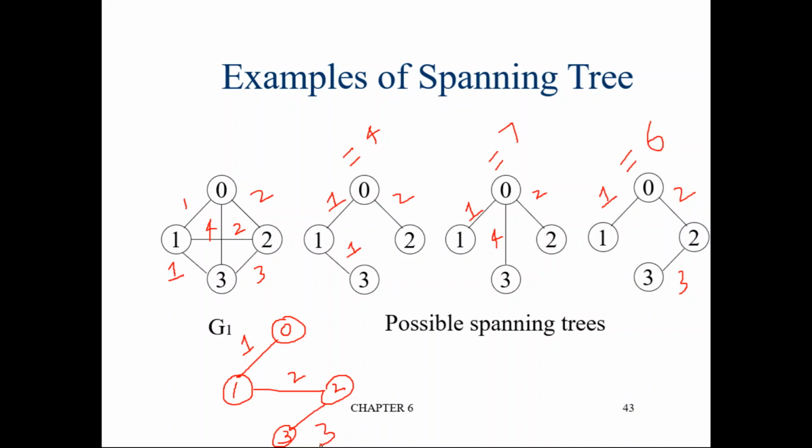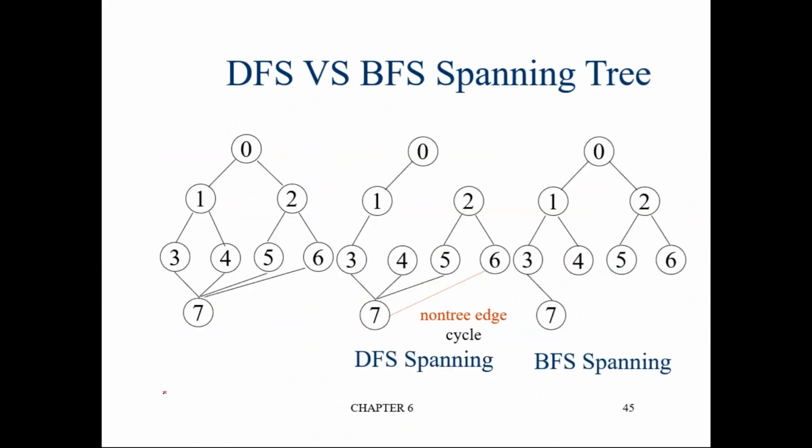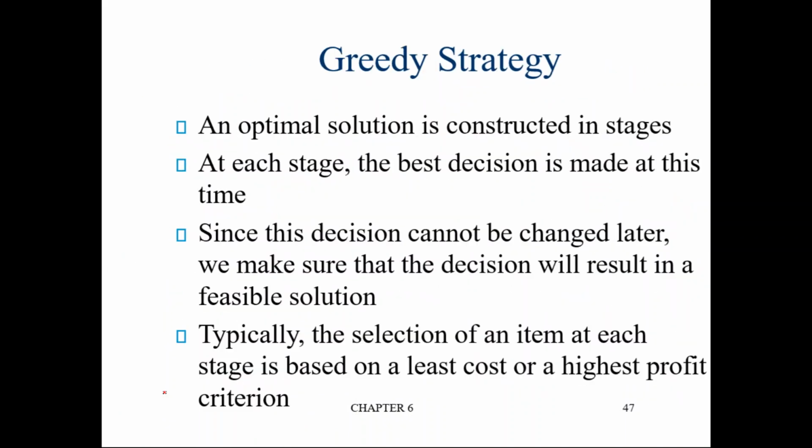Again, it is 3 plus 2, 5, 5 plus 1, 6. I don't know whether any other spanning tree is possible or not. But now you can see which is the minimal cost spanning tree. This is the minimal cost spanning tree. This is the job of the minimal cost spanning tree algorithm: it should find a spanning tree with minimum cost. There should not be any other spanning tree with cost less than that minimal cost spanning tree. How to do that? That's what we are going to discuss in the coming slides.